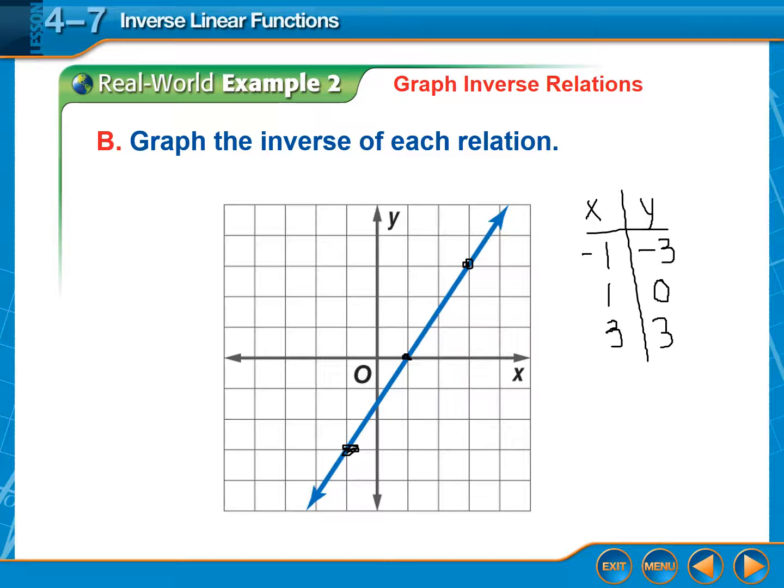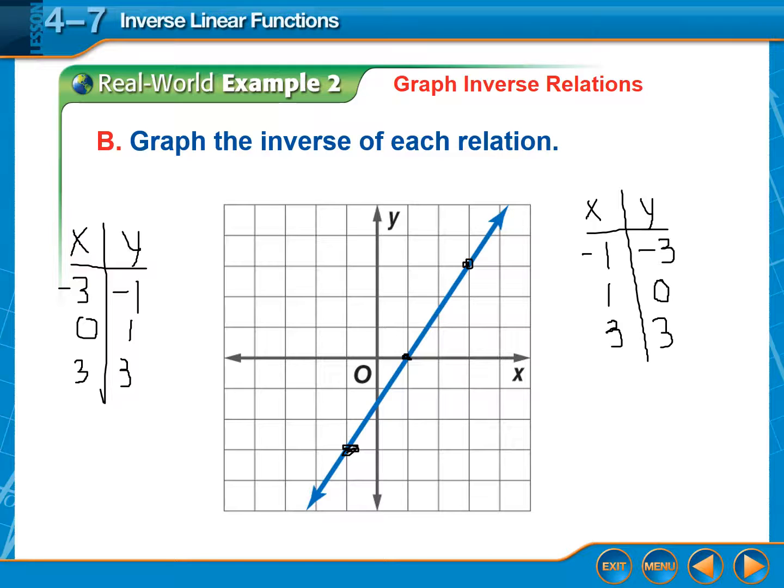So what I want to do is create a new set of points to write the inverse. So I take the points that I had and I just switch them around. So negative 1, negative 3: x is now negative 3, y is negative 1. X is 0, y is positive 1. X is 3, y is 3. Notice for this last one, since x and y are the same value, when we switch them, the point is actually going to remain the same.